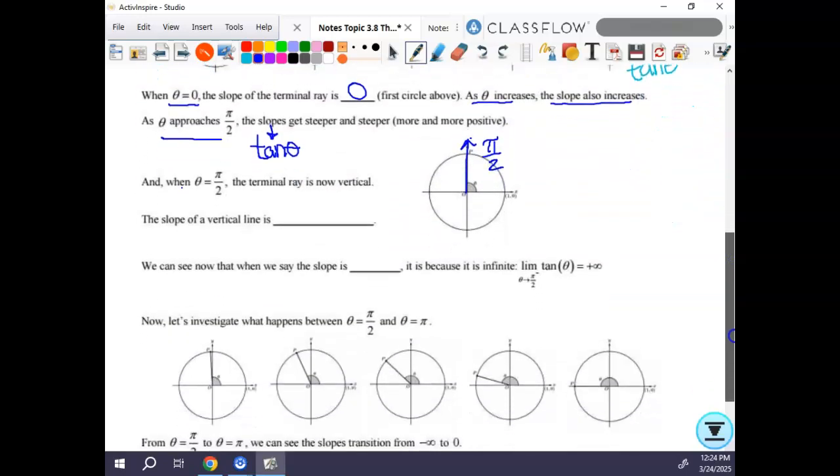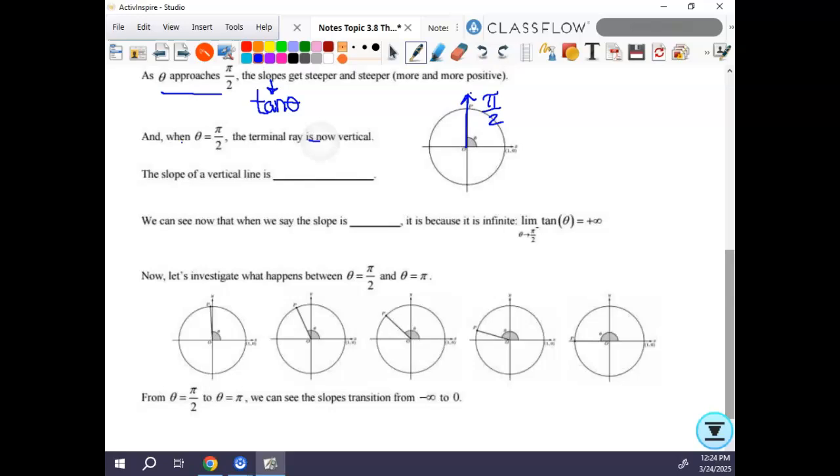when we make it to pi halves, it is now vertical, and the slope of a vertical line is what? Undefined. Okay. So when we say that the slope is undefined, it is because it is infinite. So what this says is the limit as tangent approaches, as theta approaches pi halves from the left.